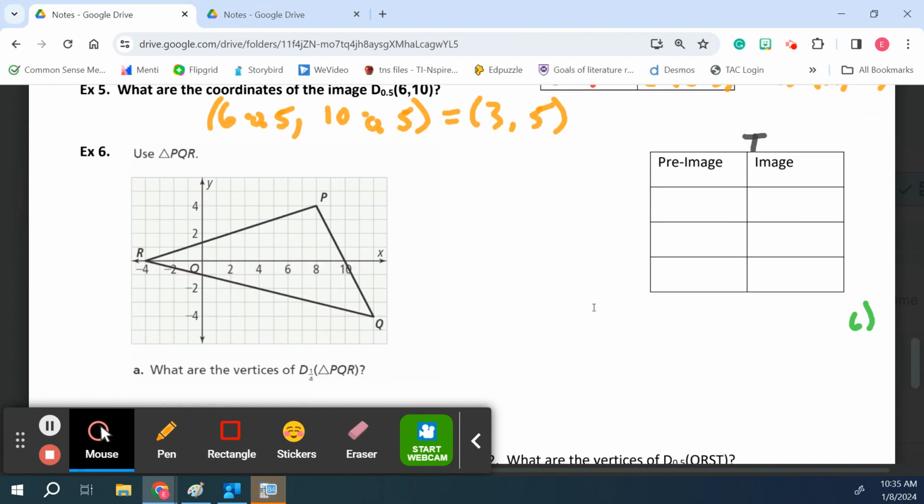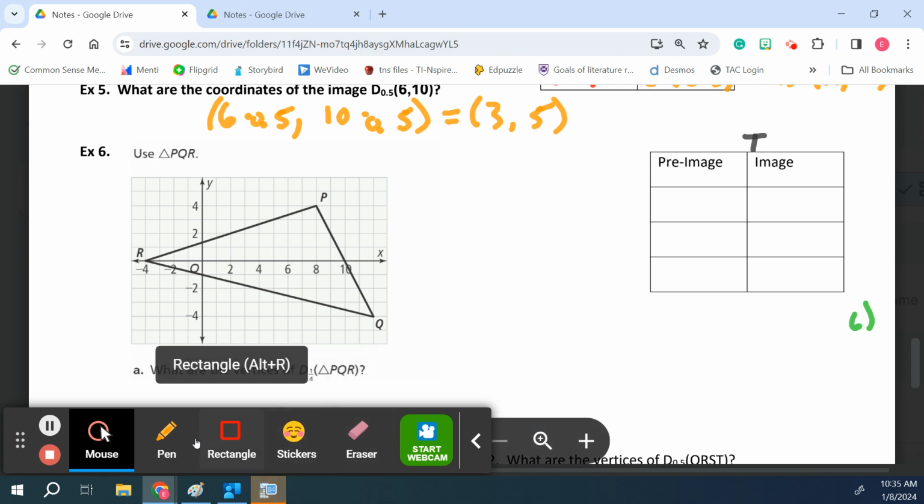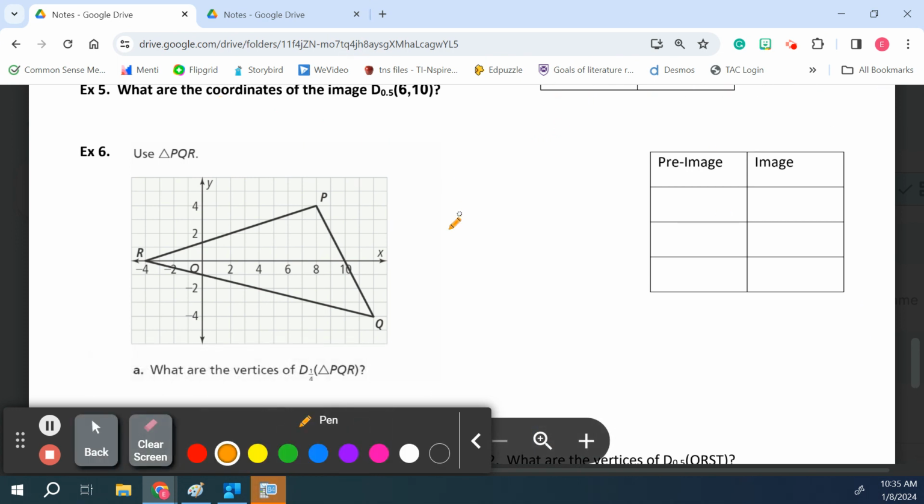All right, example 6. Now this is actually going to use the fractions. Uh-oh. Well, I'll show you guys, I'm trying to get my TI calculator up. It's not working. I don't know why. I installed it. I'll try one more time.